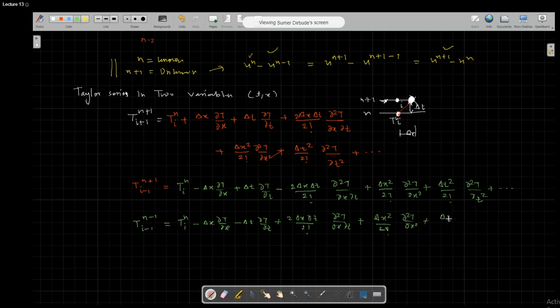So likewise, you should be able to do three variables also. If it is a three variable problem, then again a third term will come. Suppose delta y is also involved, at j minus 1. Then here another third term will come, that will be minus delta y del T by del y. Likewise here terms will keep on coming and signs will keep on adjusting accordingly.